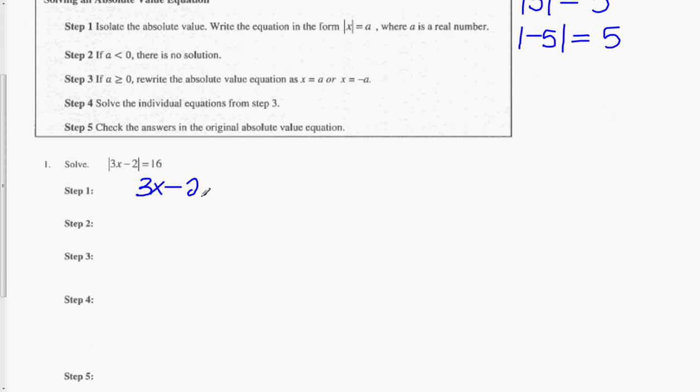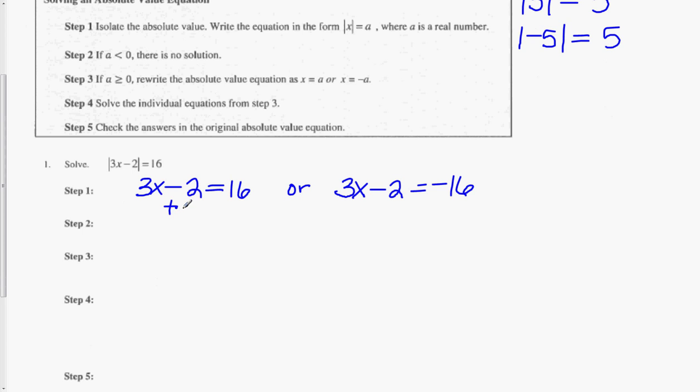I'm either going to have 3x minus 2 equal to 16, or 3x minus 2 could be equal to negative 16. Because you have to agree with me, if the inside of the absolute value was a positive 16, I would get the 16 that's on the right. If the number inside the absolute value worked out to be a negative 16, well, if I take the absolute value of negative 16, I'm still getting 16 on the right-hand side.